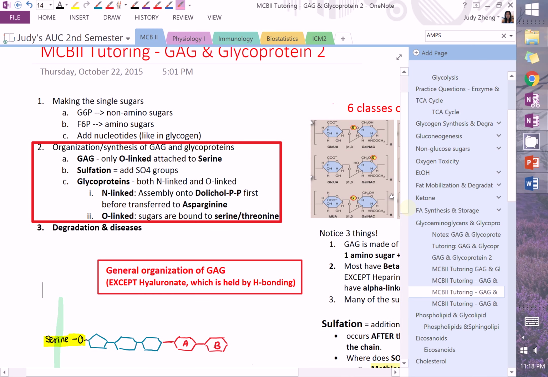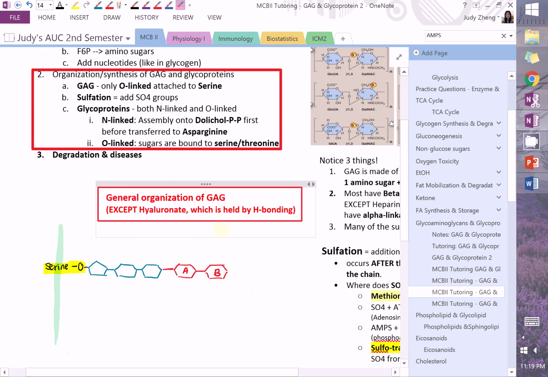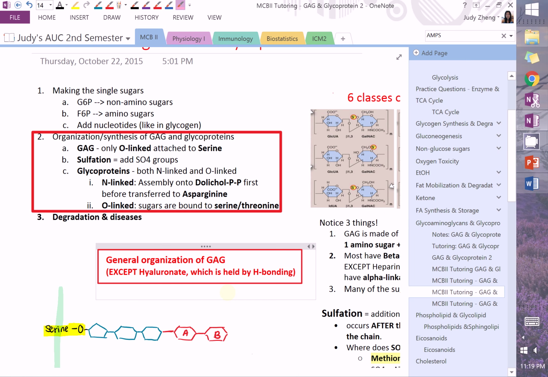Hi, so in the last video about GAGs and glycoproteins, I talked about how the sugar molecules were made and how the UDP or any of the nucleotides are added onto the sugar as the energy to be able to add the sugar onto the chain of sugars. So here I want to talk more about the organization of the glycoprotein and GAGs.